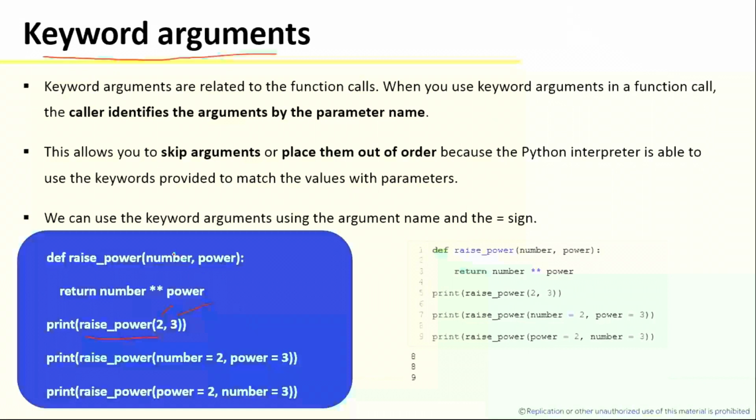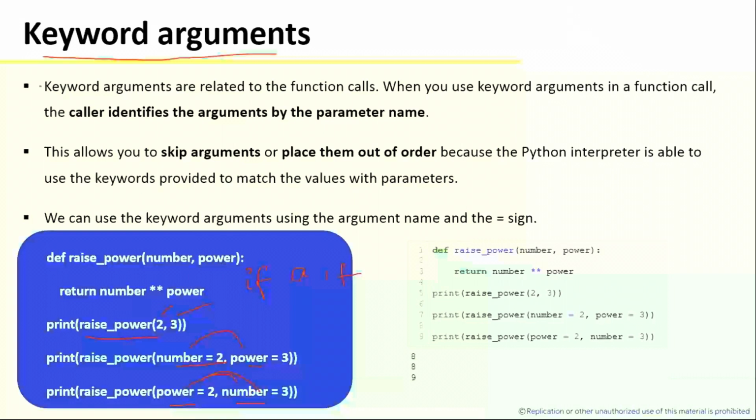And will you agree? If actual arguments and formal arguments are the same, look at the rule. If actual and formal arguments are the same, then we can interchange the locations of the arguments. Okay? Number I have given comma power, power I have given comma number. This interchange can be done. This concept is not available in other languages.